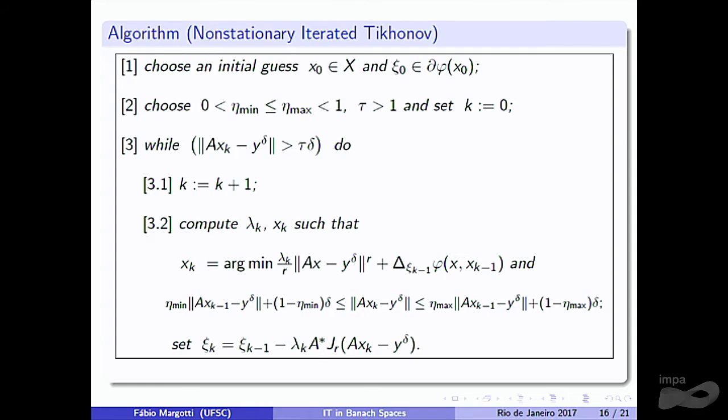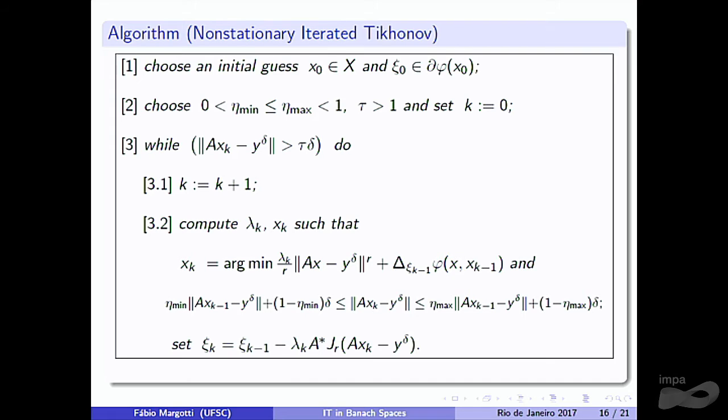Well, here we have the method itself. We start with x0 in X, and we need to find a vector in the subdifferential of phi at x0. You have some ways to do that. You can solve an auxiliary problem for finding that. Now we fix eta min and eta max and tau larger than 1. We stop our method with the discrepancy principle. So we stop at the first iteration when this inequality is not observed.